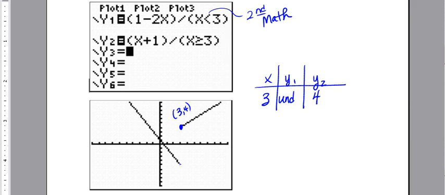But what you don't know is the endpoint where you need to put an open circle. So you would have to find that by hand. So if we put in a 3 in the first equation, 1 minus 2 times 3, or 1 minus 6, is negative 5. So at 3, negative 5, you would have an open circle there.